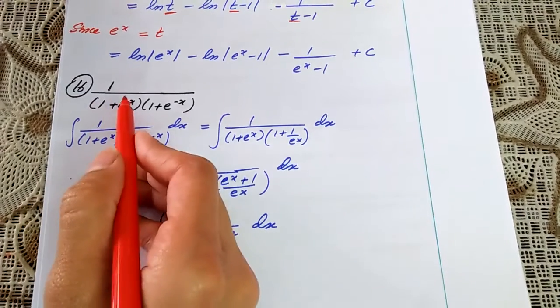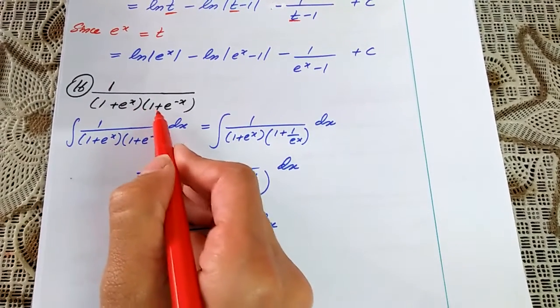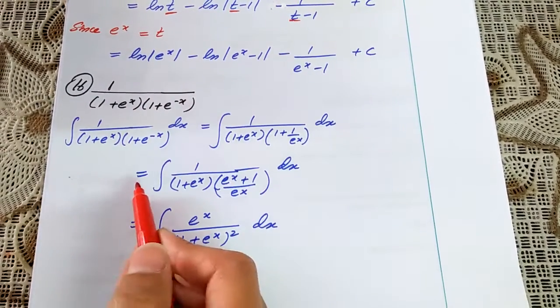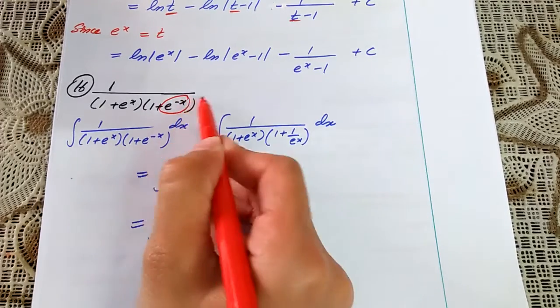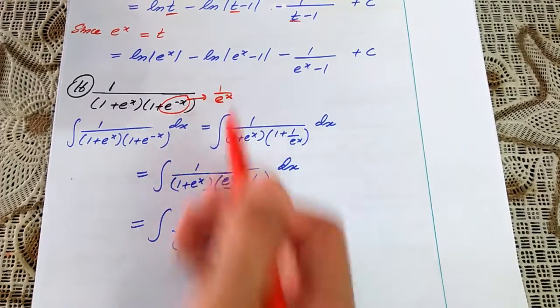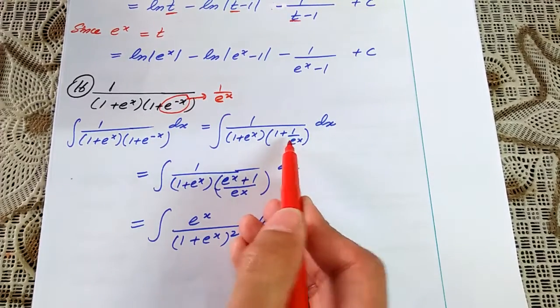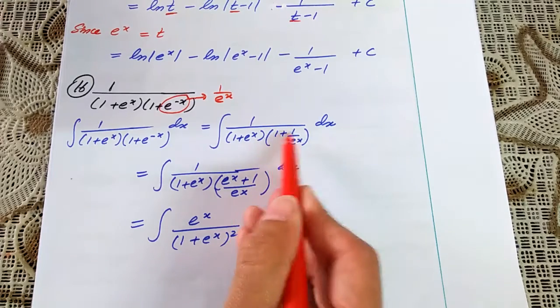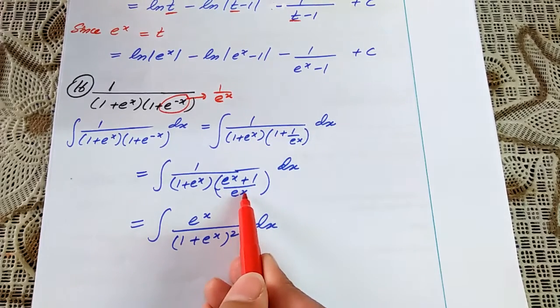In question number 16, integrate 1 over 1 plus e raised to power x into 1 minus e raised to power minus x. This e raised to power minus x can be written as 1 over e raised to power x. Just replace it with this. Now take the LCM, we'll get e raised to power x plus 1 divided by e raised to power x.